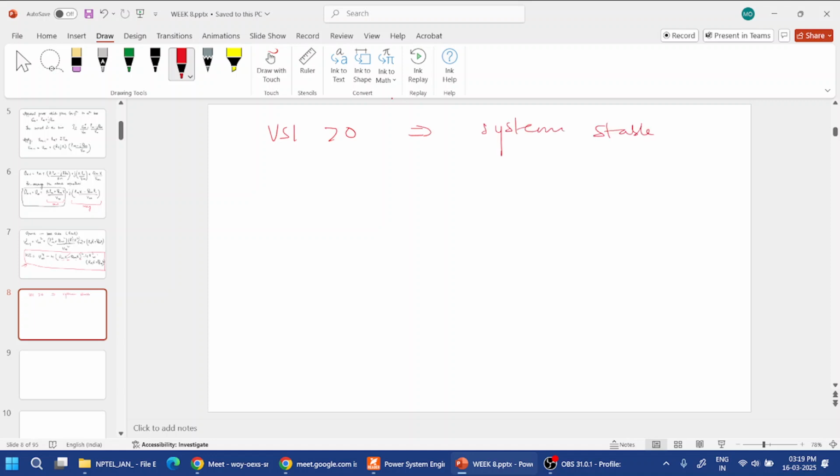This is the most important thing. If after calculation it is close to 0, it is close to collapse, meaning it is marginally stable, you can say. And if it is negative, then we can say the system is not stable. Okay, and that's why this formula is widely used in the determination of the VSI.